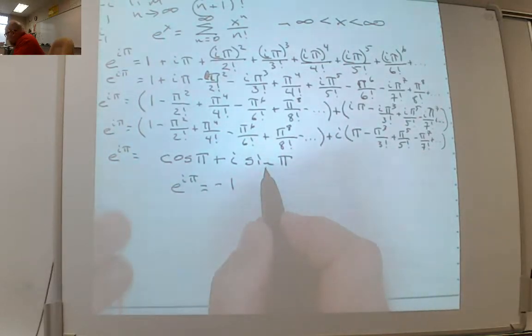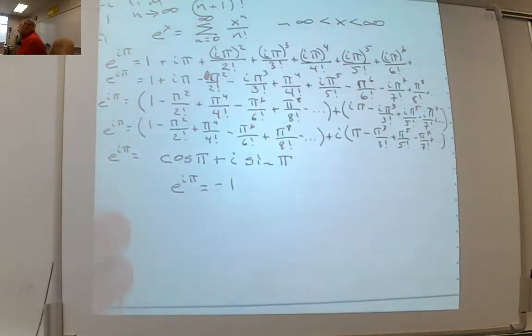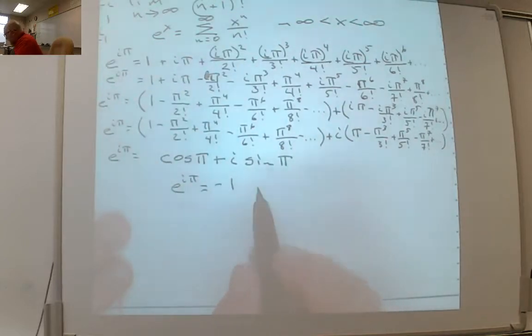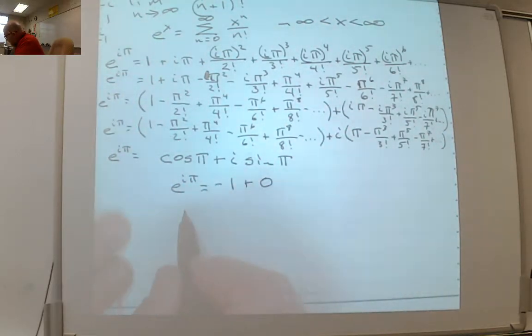Wait, why is the cosine of pi negative? It always has been. Oh, 0. Sorry, I spaced out for a second. I was thinking of 0, because that's what it is. It's 0. Plus, what's the sine of pi? That means e to the i pi plus 1 equals 0.